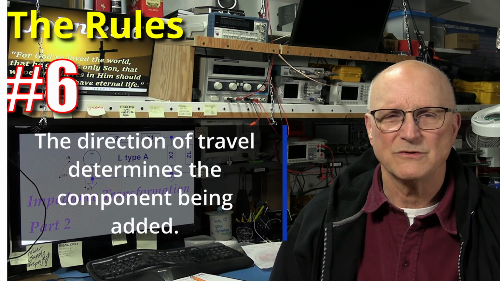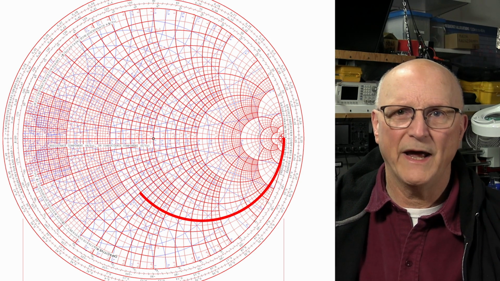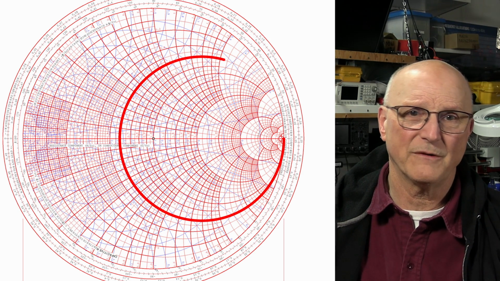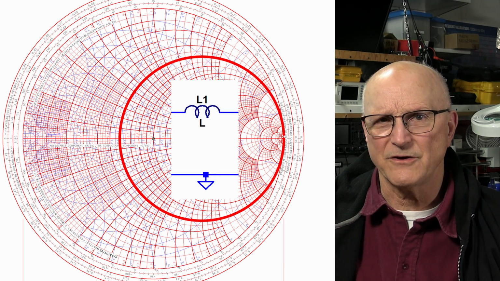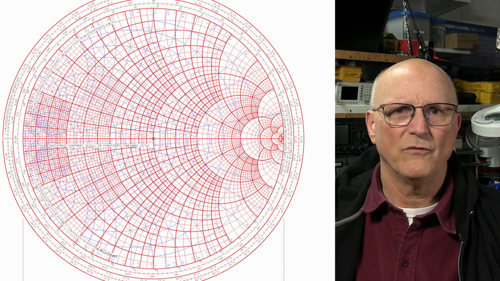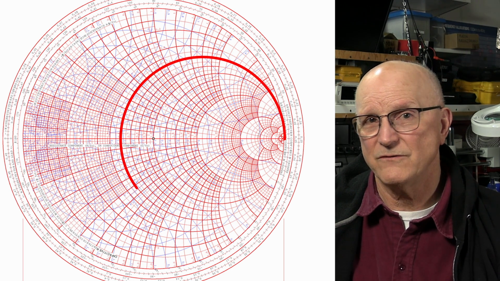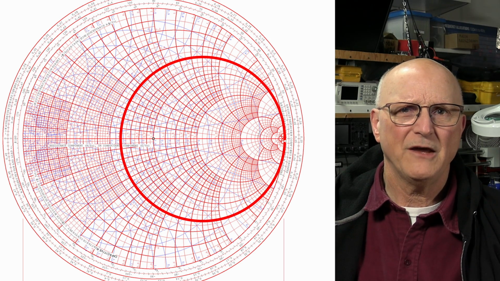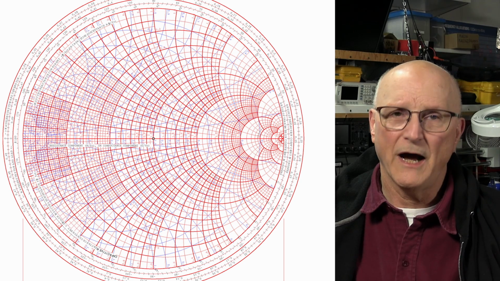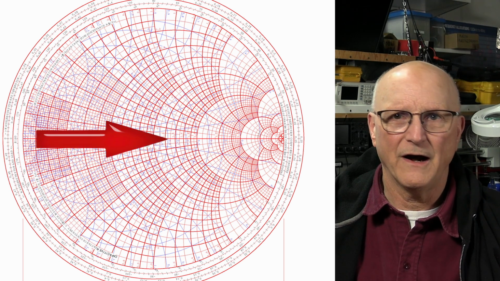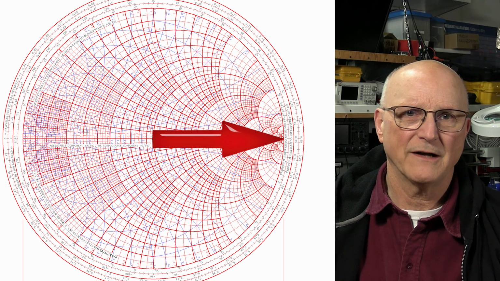So here's how it goes. If we're moving clockwise on a red constant resistance circle from our starting point, then we are adding a series inductor. If we are moving counterclockwise on a red constant resistance circle from our starting point, then we're adding a series capacitor. We do not move past the equator on the right when moving either direction on a red constant resistance circle.